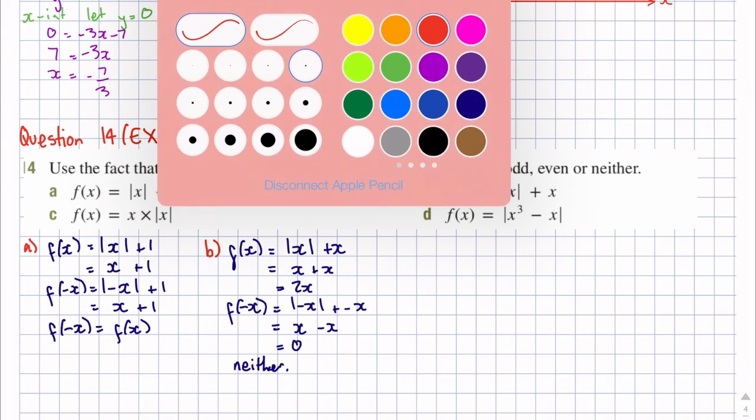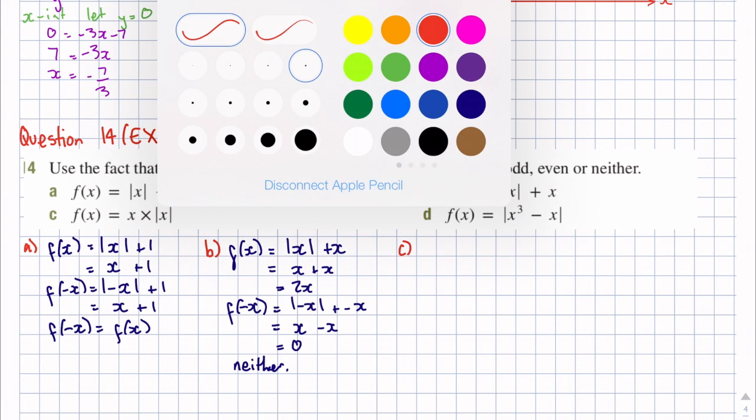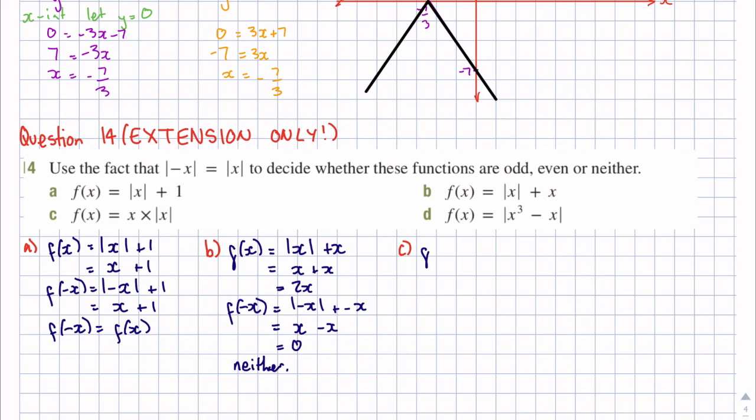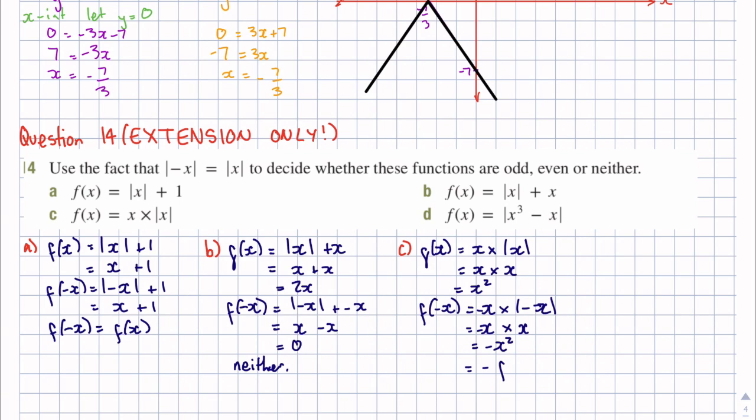Okay, 14c, we've got x times the absolute value of x, so f of x equals x times the absolute value of x, which if it's positive, then it's just x times x, which is x squared. But if we chuck in a negative x, then it's negative x times the absolute value of negative x. So this is negative x times x, which gives me negative x squared, which is negative of what we had to start with. So therefore it's odd.